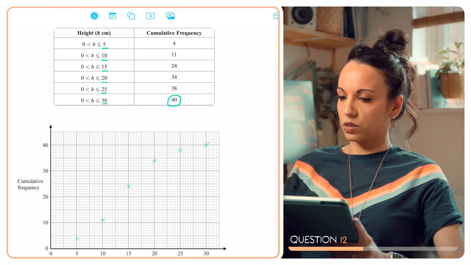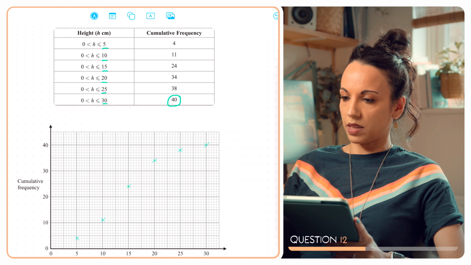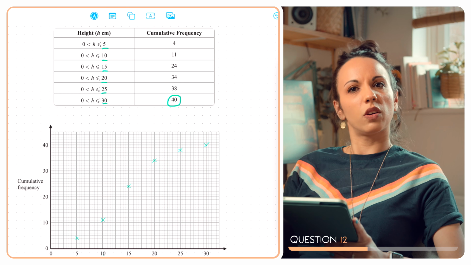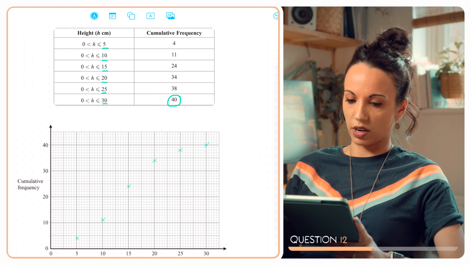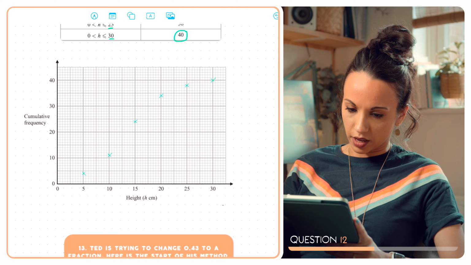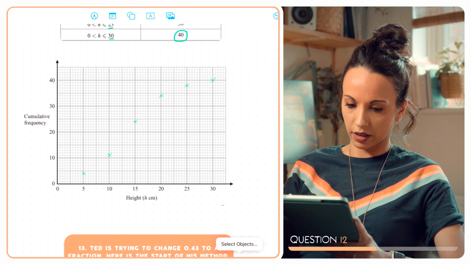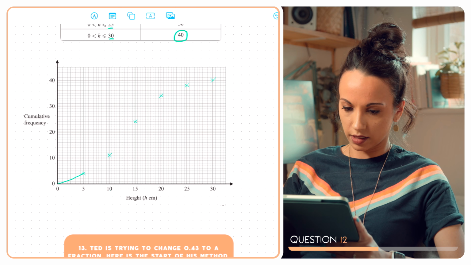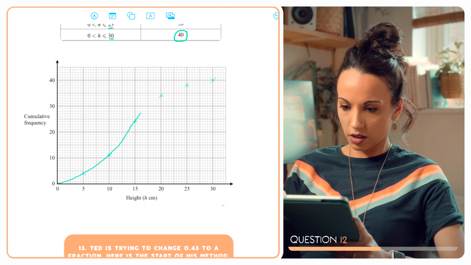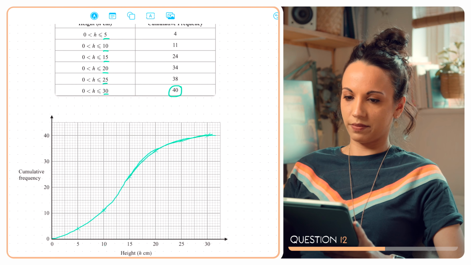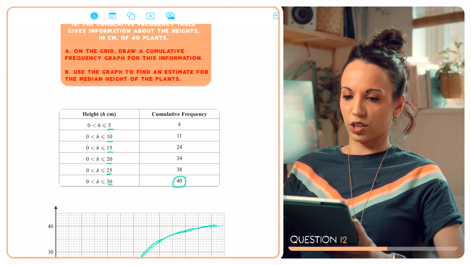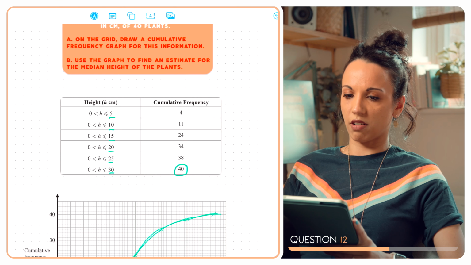Okay, so now what we want to do is we want to connect up these dots. You can either do it with a smooth curve, or you can join each dot up with lines using a ruler. So I'm going to go for a smooth curve. You should always do this in pencil just in case you muck up and you need to do it again. So let's give this a go. That's not the end of the world. Okay, so we have drawn our cumulative frequency graph for this.